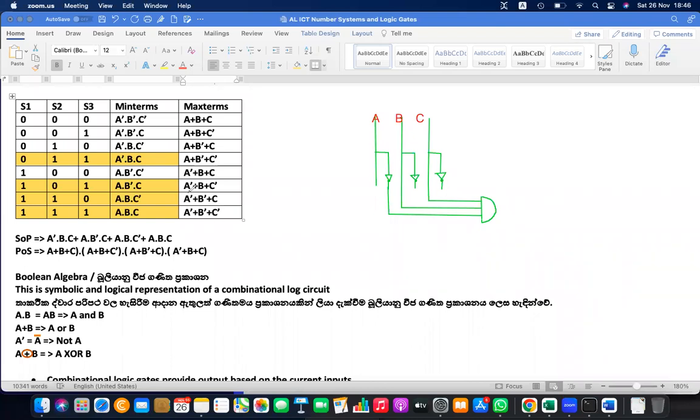The second AND gate is A, B not, C. Take a wire from A, then a wire from B not, and then C.